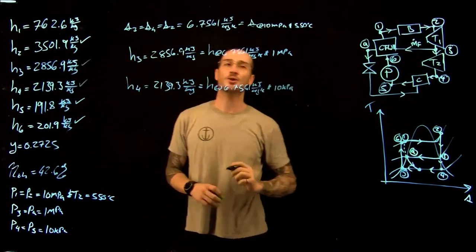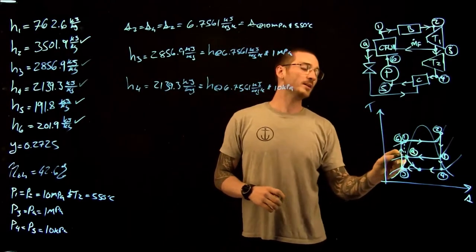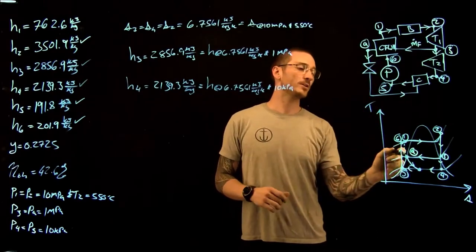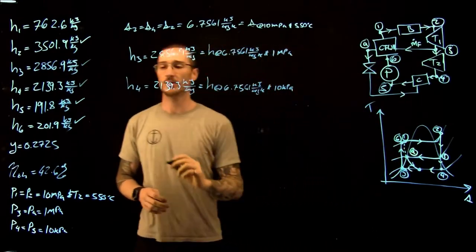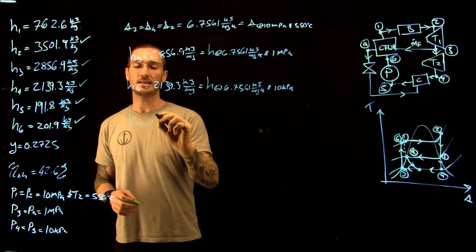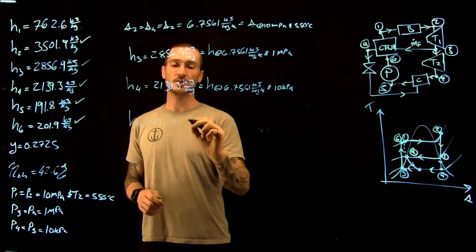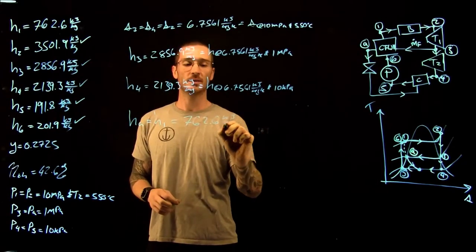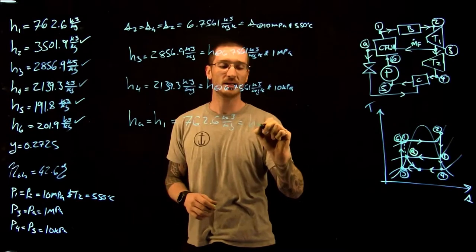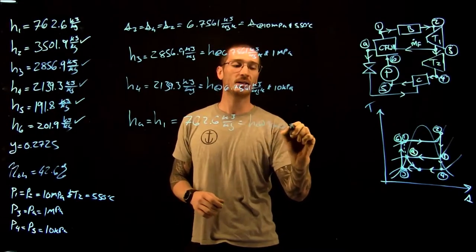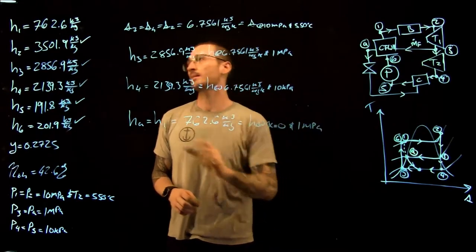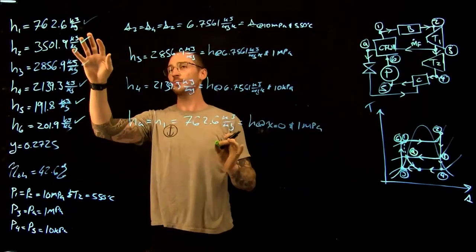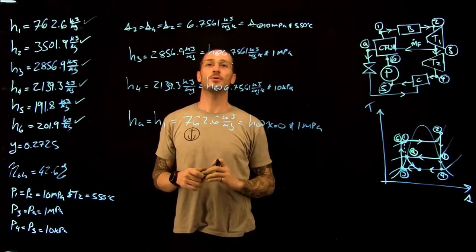We're missing our enthalpy at 1. Over here, we're assuming that once our mass fraction comes out of our closed feed water heater, it's 100% saturated vapor. And we said that the enthalpy at point A is equal to the enthalpy at 1, and this is going to be equal to 762.6 kilojoules per kilogram, which is the enthalpy at quality of 0 and 1 megapascal. So with only this information over here, we were able to get the enthalpy at all the different points in order to solve for our thermal efficiency.